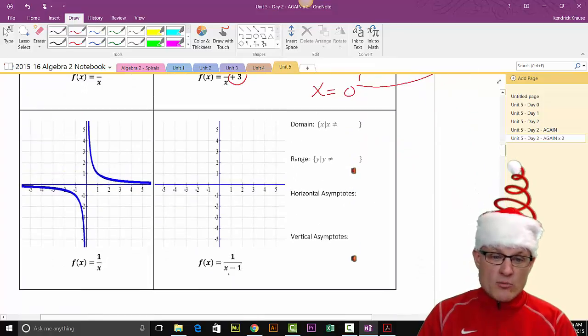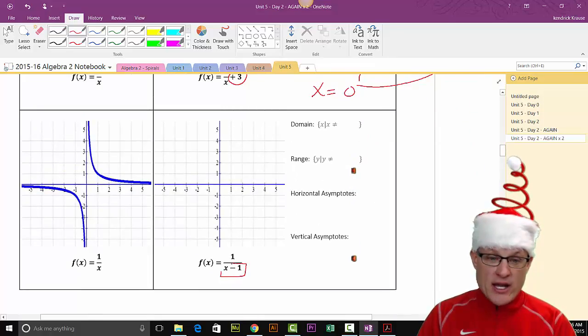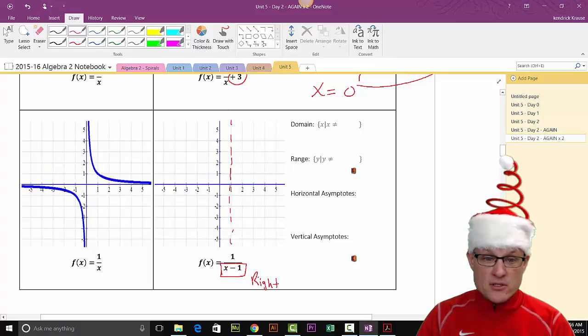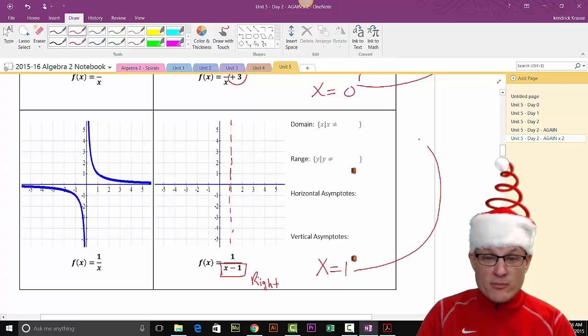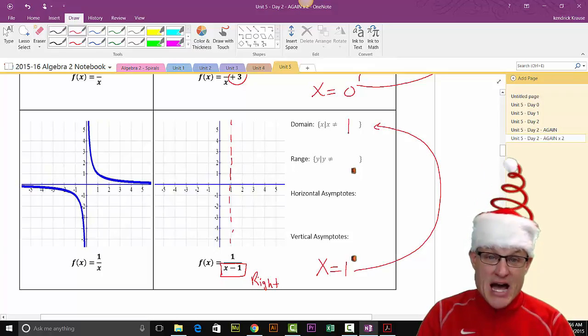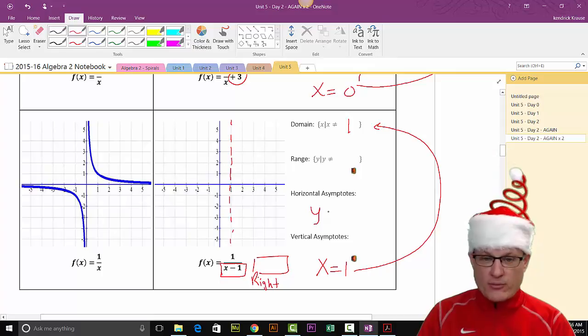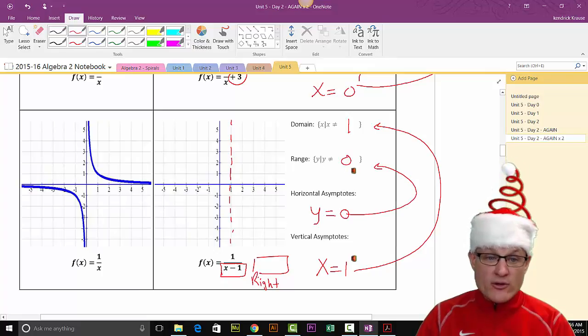So let's go over here. We're moving, because we're adding next to the x, this is going to be right 1, and it might be helpful to draw it. So that's my vertical asymptote at x equals 1. Well, that's going to be the value that x cannot equal. Since I didn't put anything on the end here, my horizontal asymptote is y equals 0. It's not going to change. Well, then, of course, then that's my restriction on the domain.